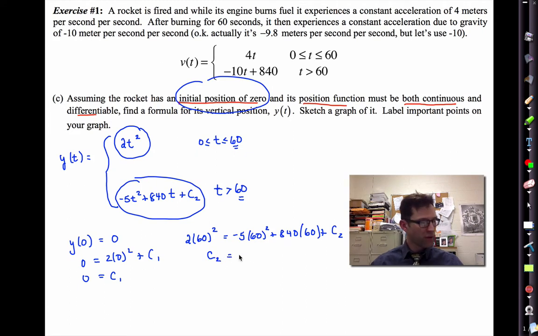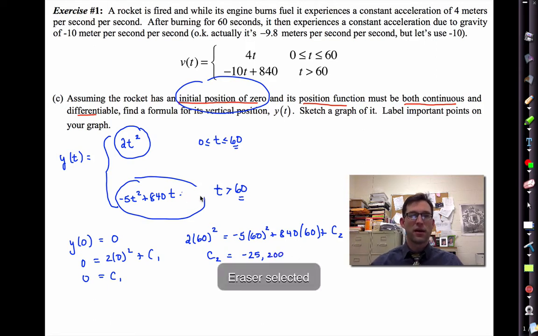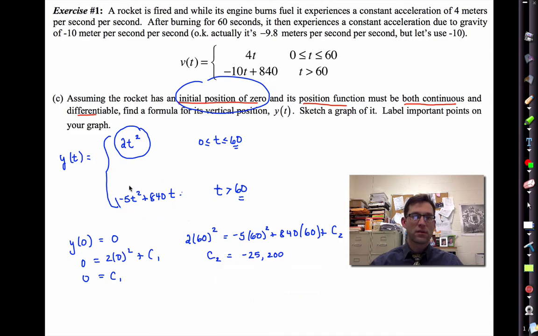But C2 is rather large. I've got to look down at my sheet for this. It's negative 25,200. That's amazing. We can now get rid of this, just that far, and we'll put negative 25,200.